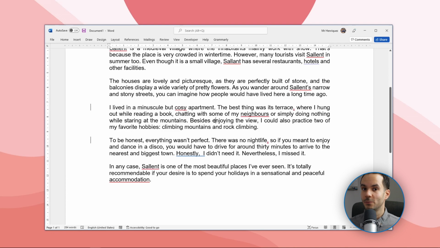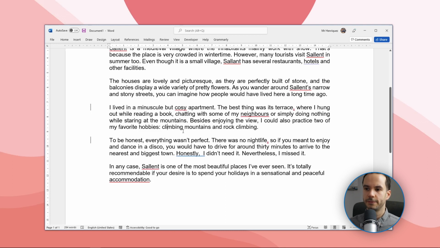Now you could say that this paragraph is not particularly well structured, because we start by talking about the apartment and then move on talking about the hobbies thing. Now I'm going to let this slide and basically say, well, let's leave it like this, because I think we've captured the essence of the paragraph and we're still at B2 level.